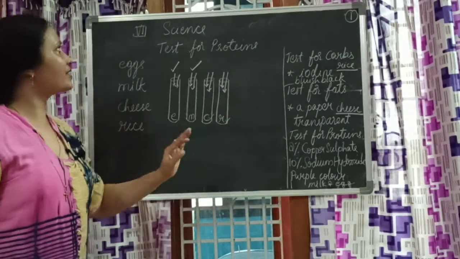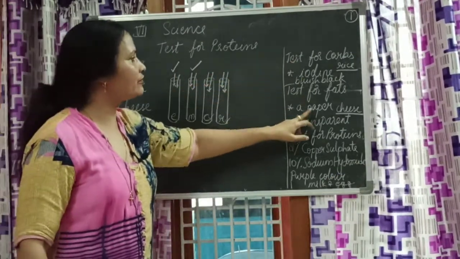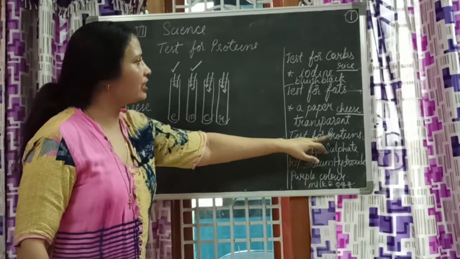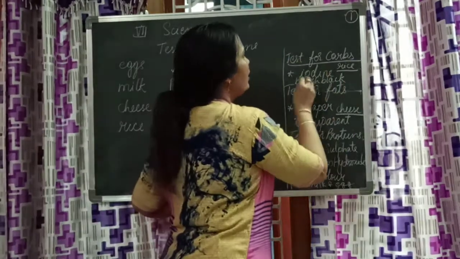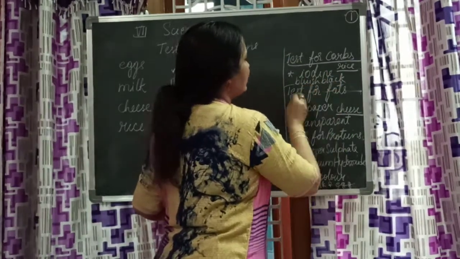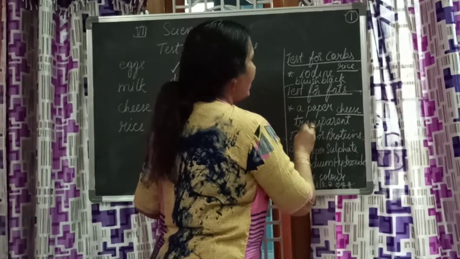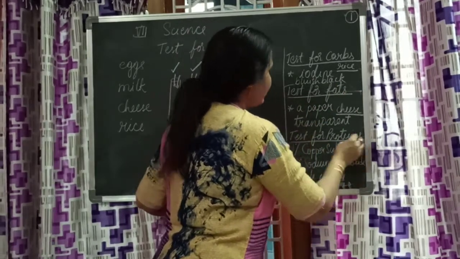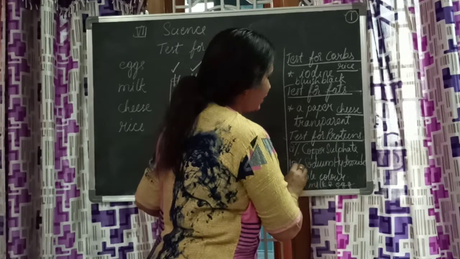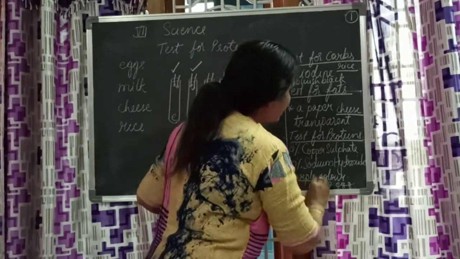So with this we understand the test for carbohydrate, test for fats and test for proteins. Test for carbohydrates needs iodine, it turns bluish black. Test for fats needs paper and it turns transparent. Test for proteins needs 2% of copper sulfate, 10% of sodium hydroxide, and it turns purple color.